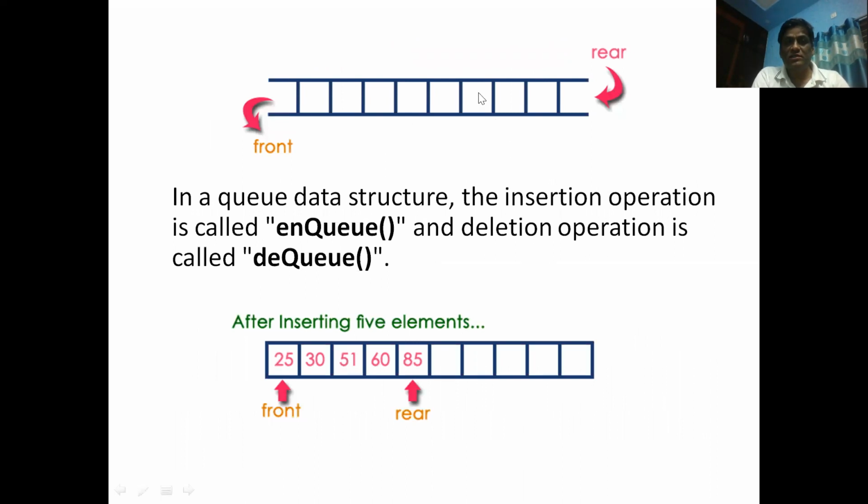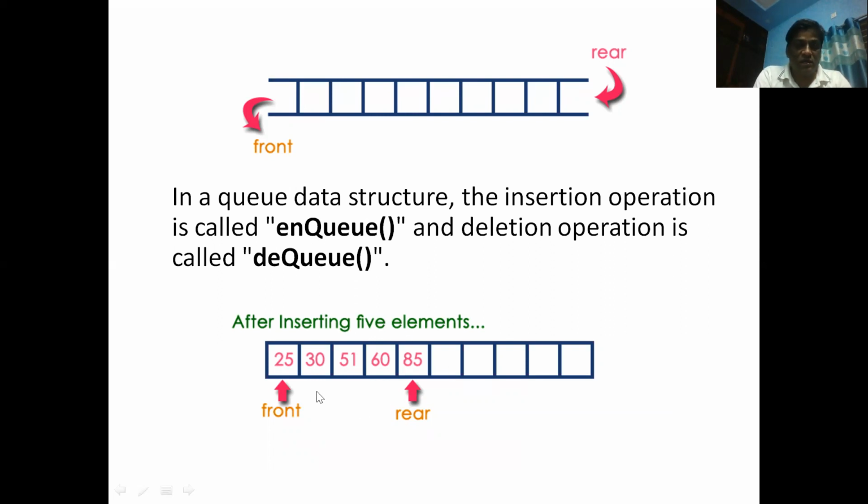This is a sample diagram. You can view it like this. This is the rear end from which insertion operations are performed, and this is the front end from which deletion operations are performed. The queue is represented as a one-dimensional array. The insertion operation is called the NQ operation, and the deletion operation is called the DQ operation.